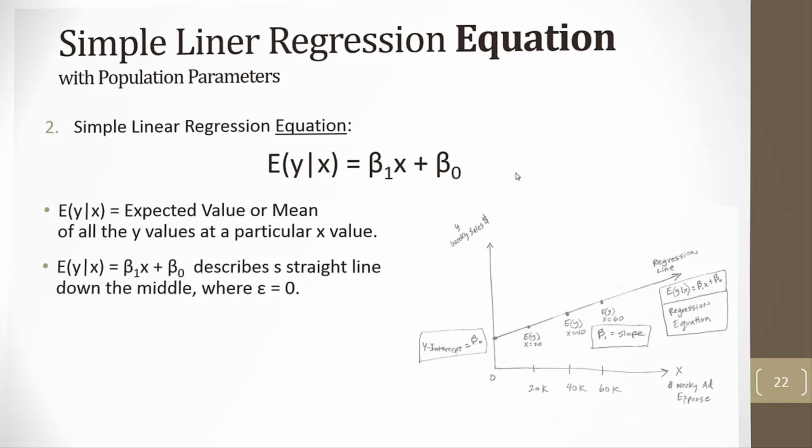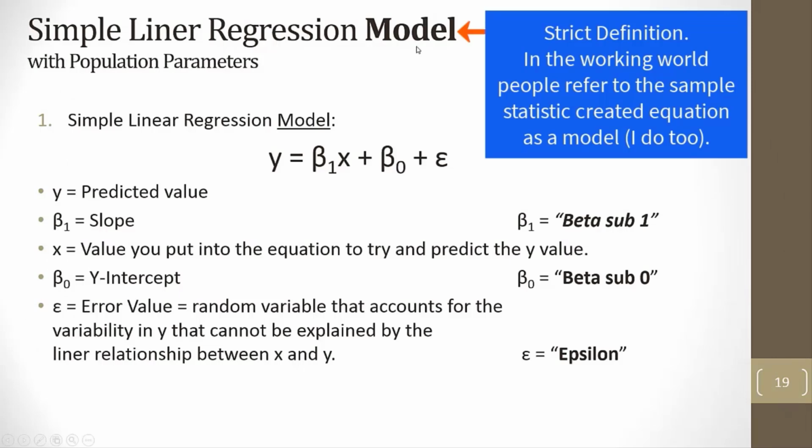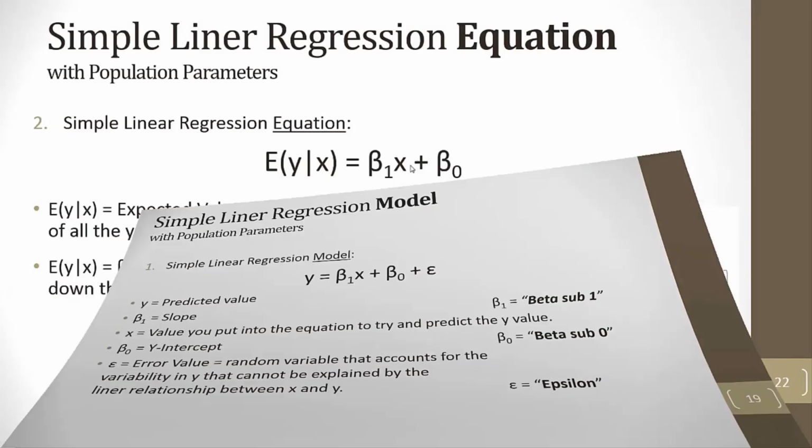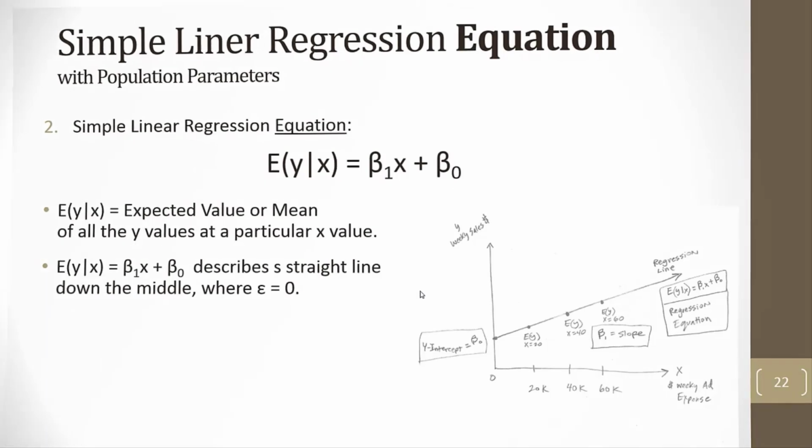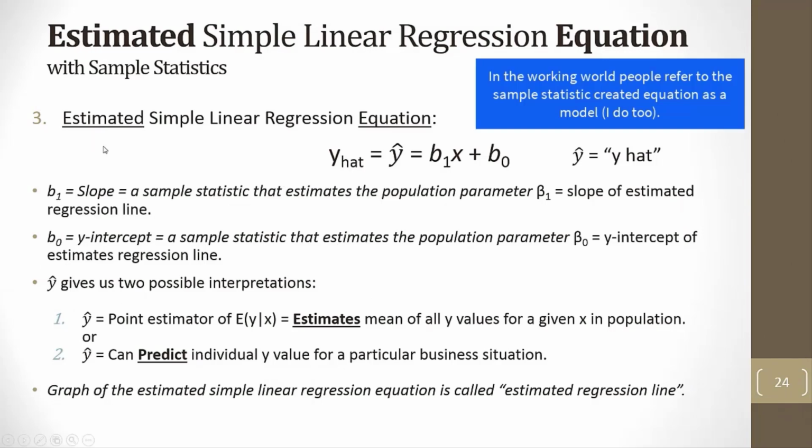Now go back to slide number 19. When we use the word model, that's the parameters and the error. If we go to slide number 22, simple linear regression equation, population parameters without the error value. Of course, most of the time we are not going to have our population parameters, slope and y-intercept. So we're going to have to figure out formulas to calculate both of those to create our sample statistics for slope and y-intercept. If we go to slide number 24, we can see the estimated simple linear regression equation.